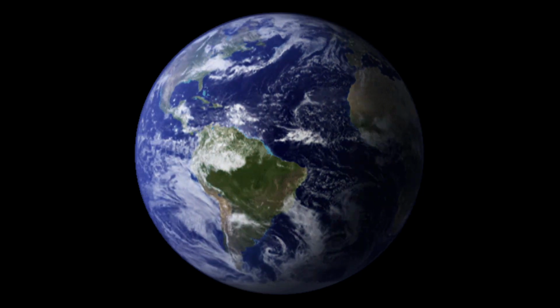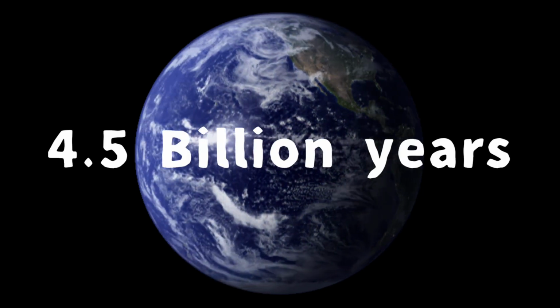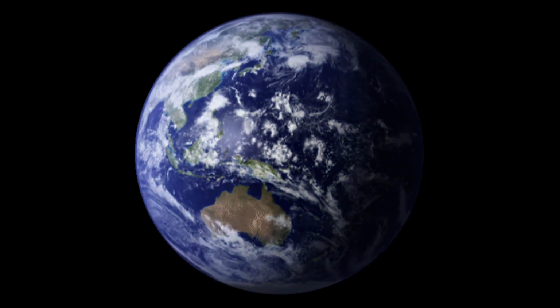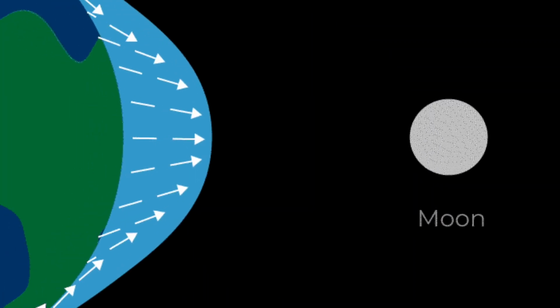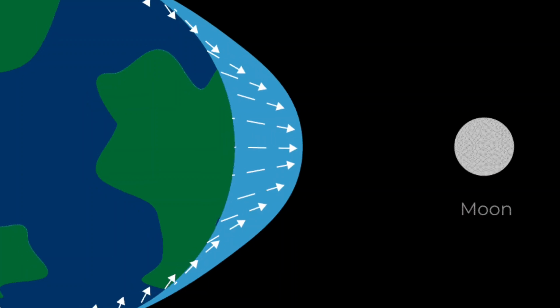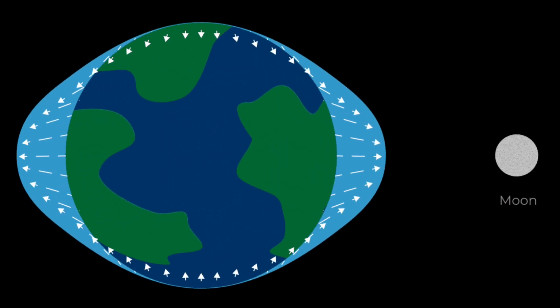Earth has been spinning for about 4.5 billion years, and it would have continued spinning at nearly the same rate if it weren't for the moon. The moon's gravity gradually slows Earth's rotation through tidal forces, but the effect is incredibly small.